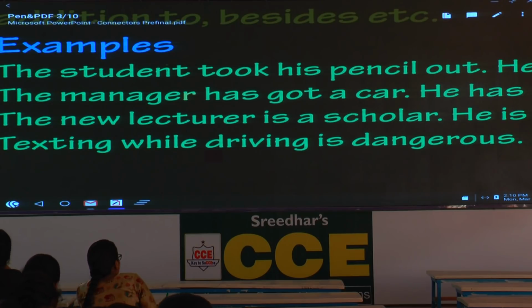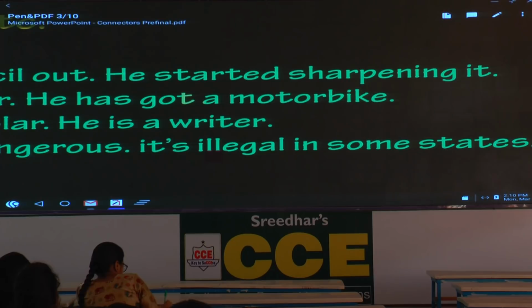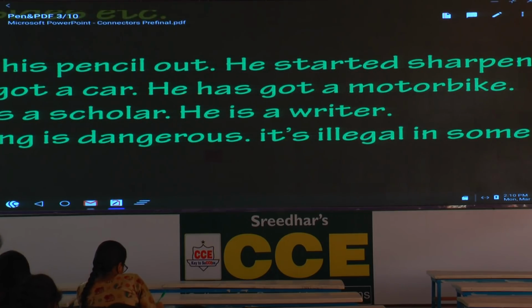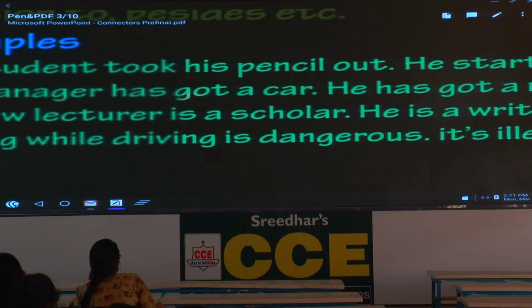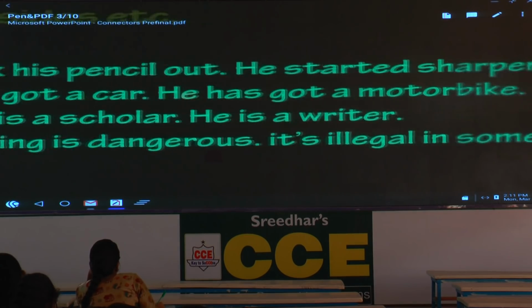Have you written this one? Write the second simple sentence. He started sharpening it. Sharp is an adjective, sharpen is a verb. Sharpen is a regular verb. Now what is the appropriate addition word? And. Please write, between the words. So how does the sentence go? The student took his pencil out and he started sharpening it.